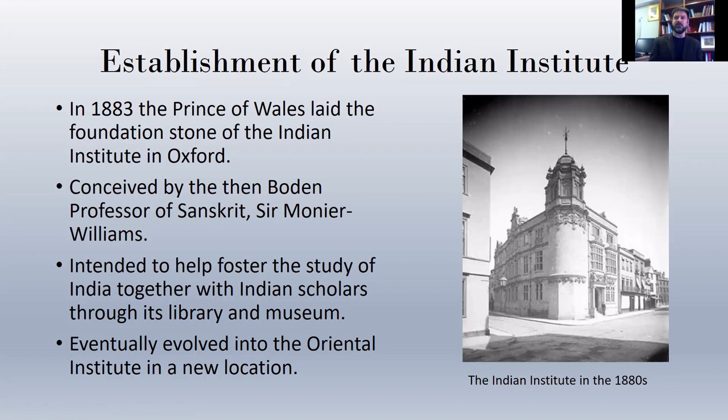And in 1883, they had acquired the land, at the end of Broad Street, and they wanted to build a new building for this institute. And in 1883, the Prince of Wales laid the foundation stone. It was intended to help foster relations and the study of India, with Indians who would come to Oxford to study. And to that end, they had a museum and a library. And this would eventually evolve into, or at least be absorbed into, what is now the Oriental Institute at Oxford.